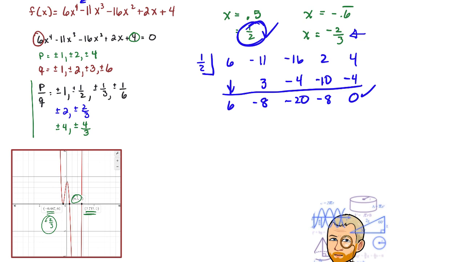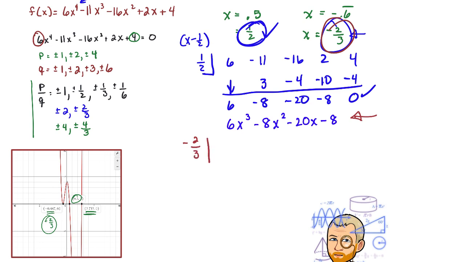Remember, we just divided out x minus a half, the factor. And so it reduces it. It depresses the equation. It's now an x cubed equation. It just goes down in descending order. And now I check negative 2/3, but when I check the negative 2/3, I don't go back to the original. I do it inside this, or with this depressed equation. And you'll see why in a second.